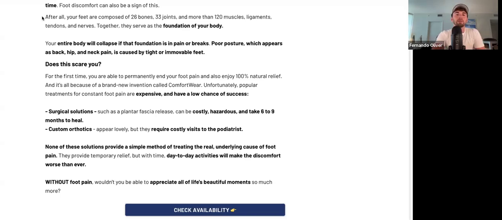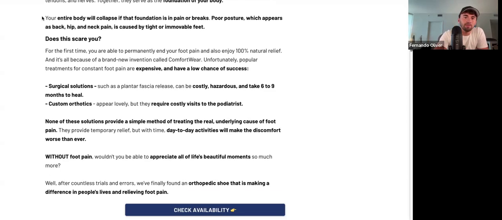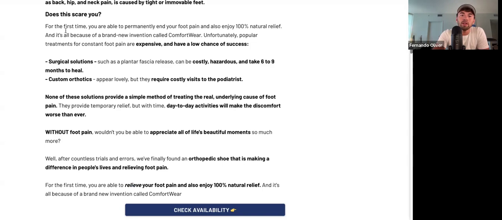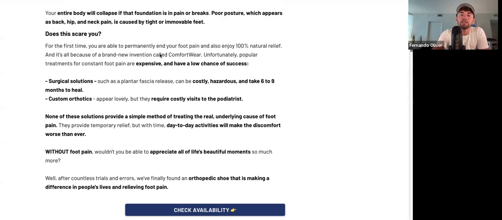This is kind of like the giddy up style advertorial. Very informational, not as emotional. Although they do get pretty emotional in this lead. Your body will collapse if the foundation is in pain or it breaks. Does this scare you? And then it immediately, so that's the peak of their tension that they're building through the agitation, and then they switch.